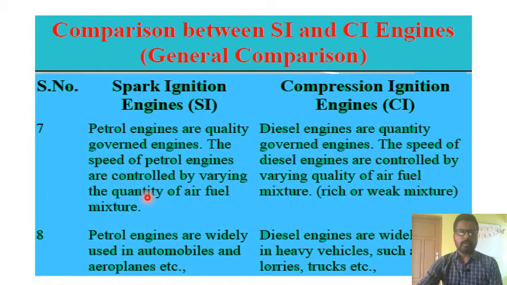The quantity of air fuel mixture. For example, if you are varying the quantity of petrol, that means you are changing the quantity of petrol given to the engine, and finally it will affect the quality of the charge. When petrol increases, the quality of the air fuel mixture increases, since more fuel has come. Diesel engines are quantity governed engines. The speed of the diesel engines is controlled by varying the quality of air fuel mixture.